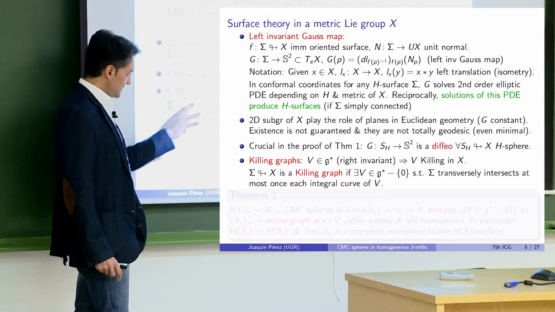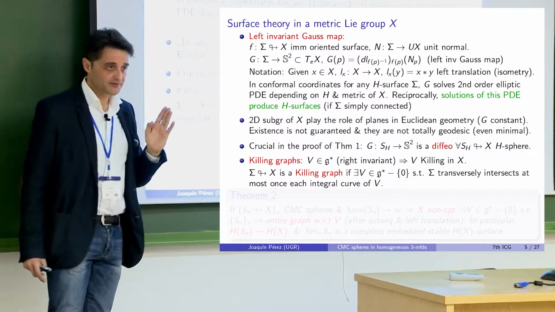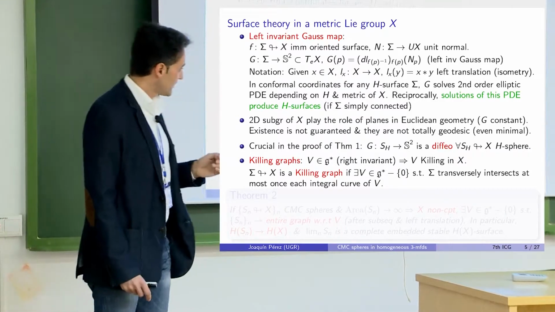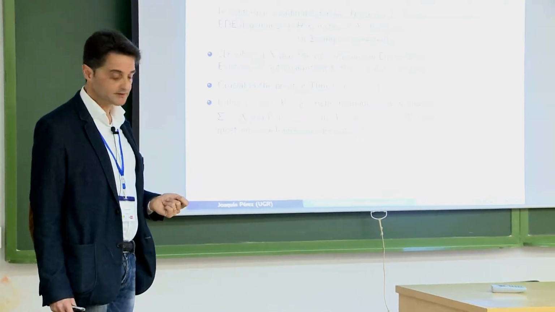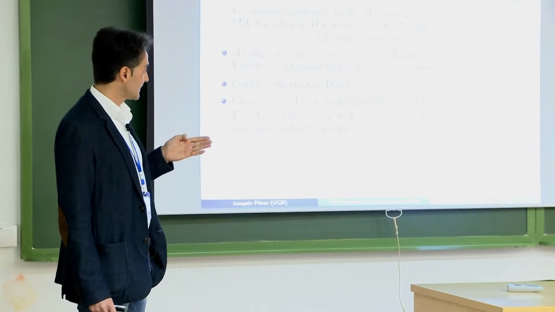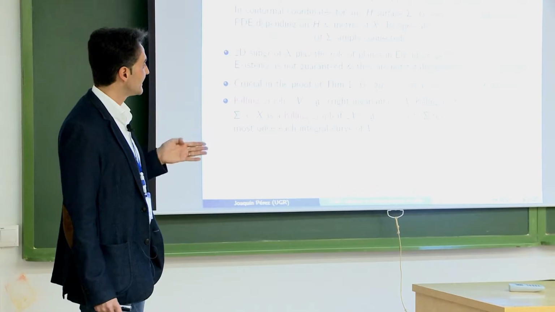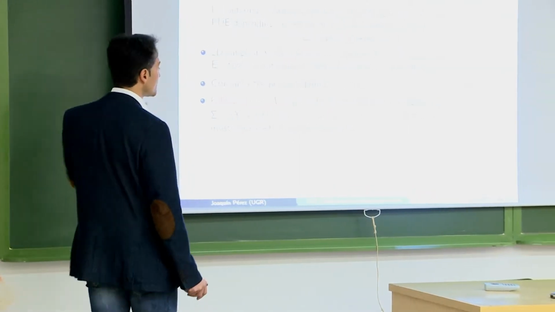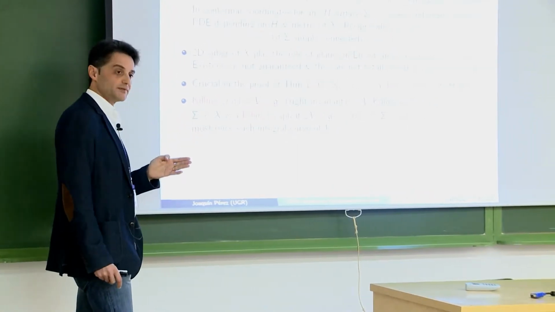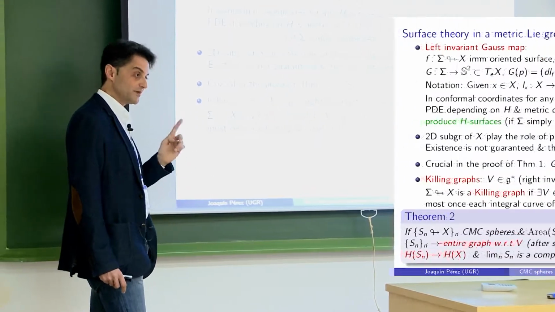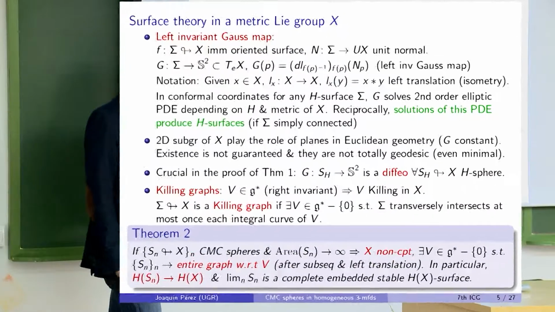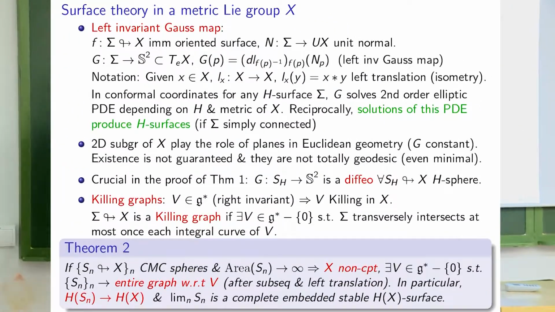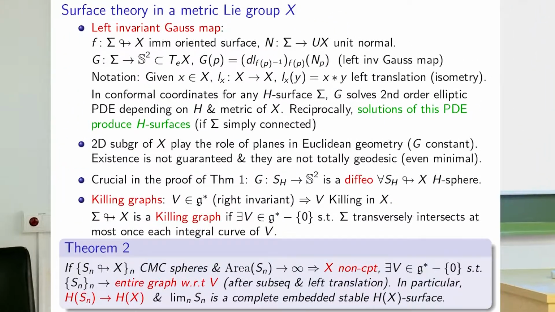And an immersed surface is called a Killing graph if there exists a non-trivial, non-zero right invariant vector field V so that the image of sigma of the immersion intersects transversally at most once every integral curve of V. At most once. If it intersects exactly every integral curve of V, then it's called an entire Killing graph.